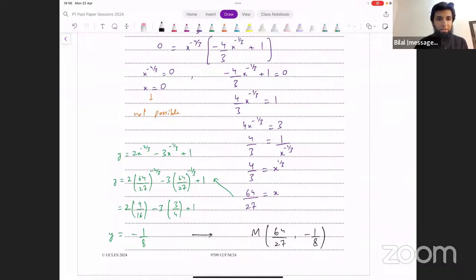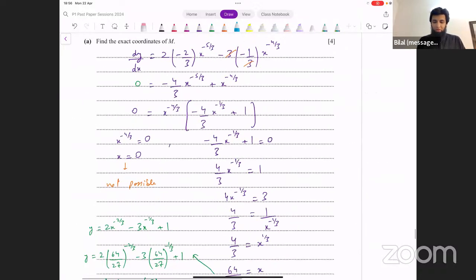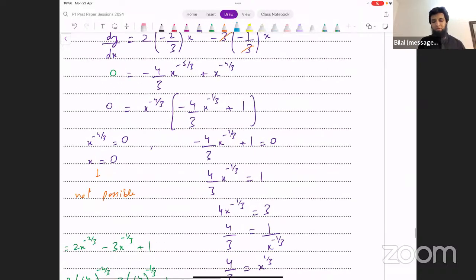What was that? How do we take power common? What's the smaller of these? In fact, just take any of the powers common. You either take this common or you take this common. You have to take one of the powers common so that one term becomes a constant. Okay. So I'm taking x power minus 4 over 3 common. You could also take x power minus 5 over 3 common.